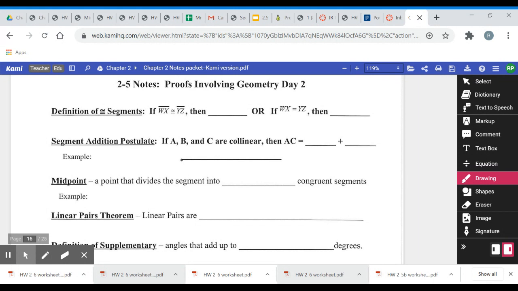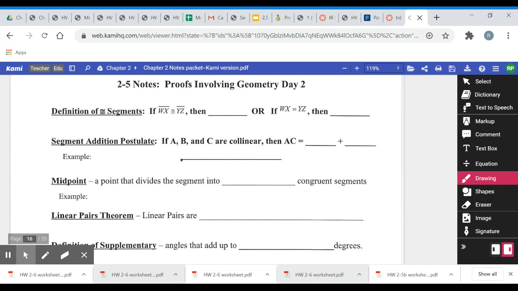So yesterday in class, we went over the 2-5 Day 1 notes, and we were going over the algebraic properties, and we started doing some proofs with algebra. You're familiar with algebra already, so we're using algebra to help you understand the process of a proof. Now we're going to review some terms you learned in Chapter 1 that will help you with the proofs. And then we'll do some geometry proofs.